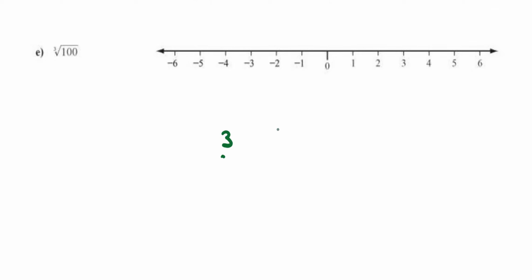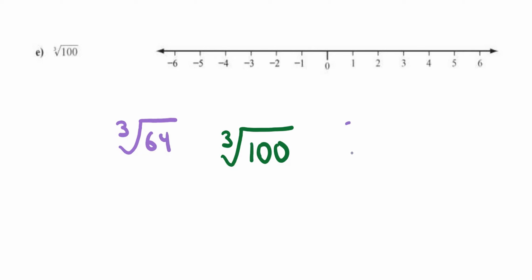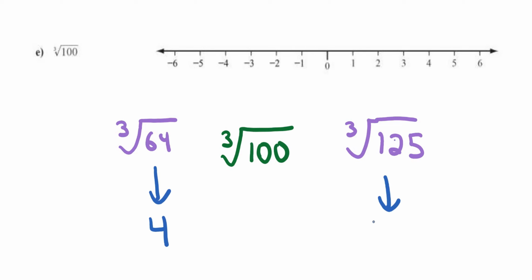So the cube root of 100. All right, so we're going to force that between some other cube roots where we do know the answer. So we know what the cube root of 64 is, and I definitely know what the cube root of 125 is. So we're going to force the cube root of 100 between two cube roots where we do know the answers. The cube root of 64 is going to be 4, and the cube root of 125 is going to be 5. So that means the cube root of 100 is going to be between 4 and 5.